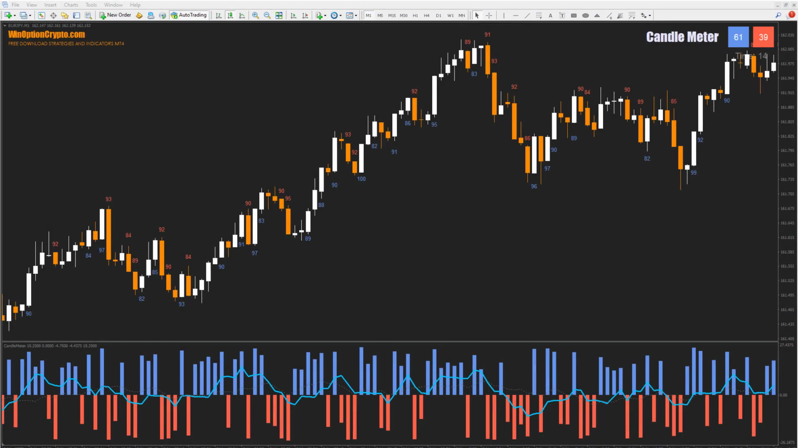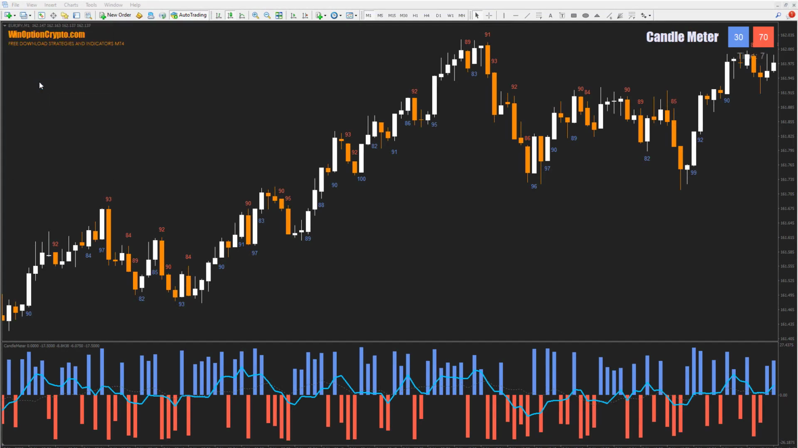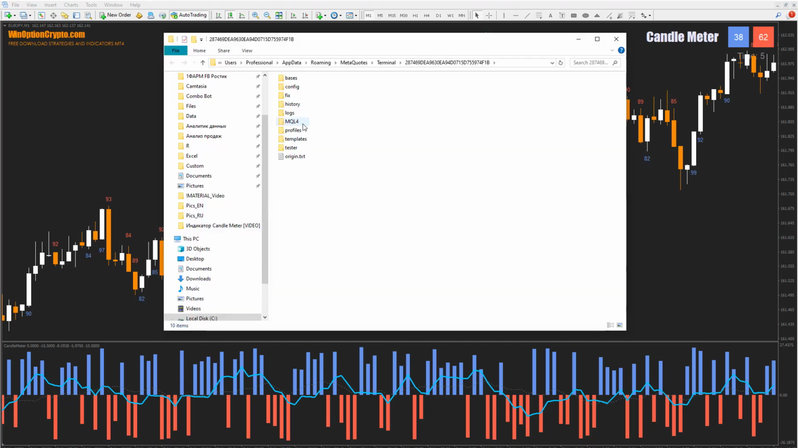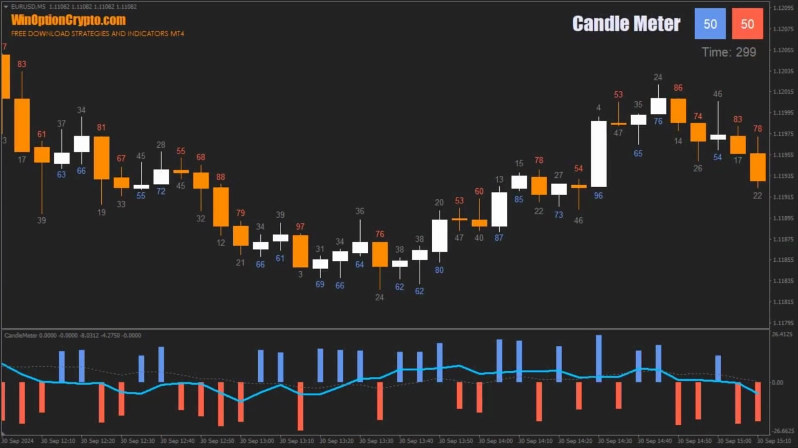Now, a few words about how to install Candle Meter in the MetaTrader 4 terminal. The Candle Meter indicator itself and our template with all the settings are installed in the MetaTrader 4 platform in a standard way. Look for a link to download the archive with the indicator, as well as instructions for installing it, in the description under this video. Let's look at the operating principle and key settings of this indicator.